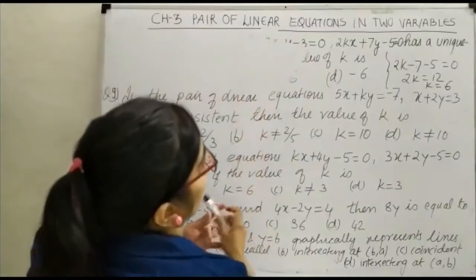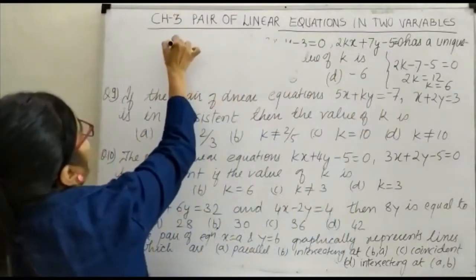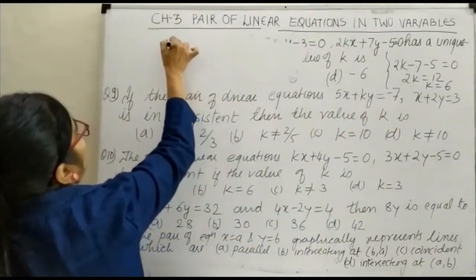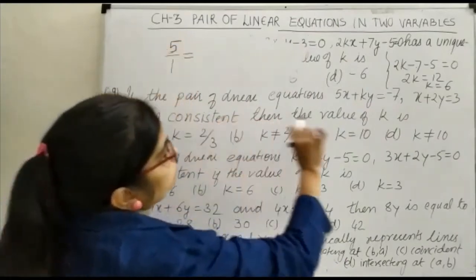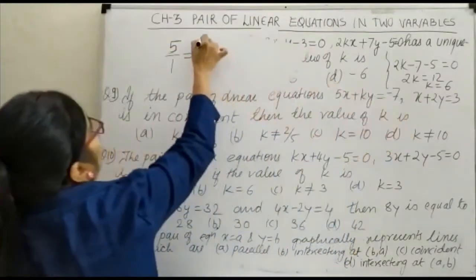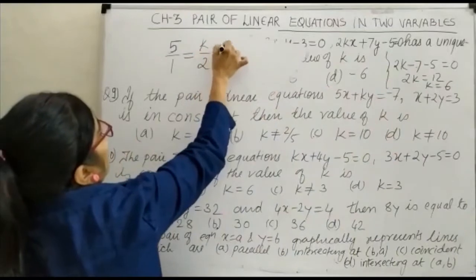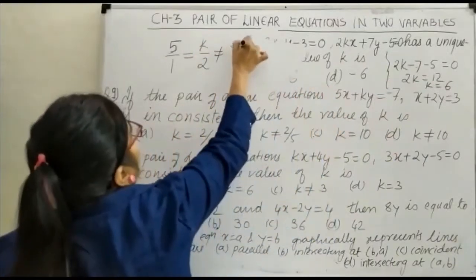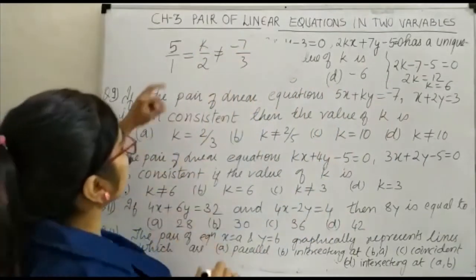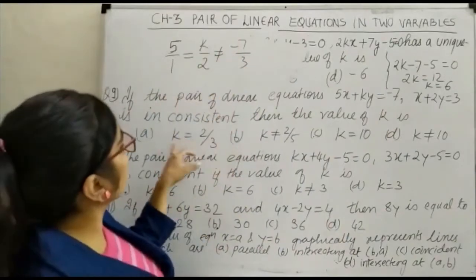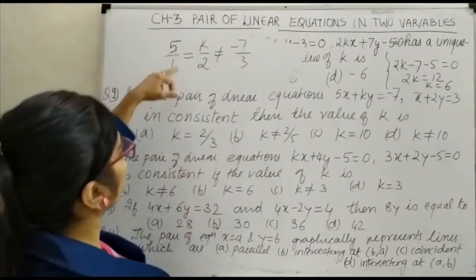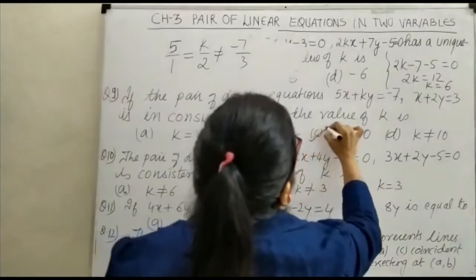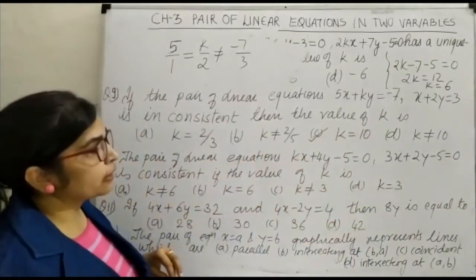So this will be condition 5 upon 1 is equal to k upon 2 is not equal to minus 7 upon 3. आप देख सकते हैं कि नॉट इक्वल टू माइनस 14 अपॉन 3 यहाँ पे नहीं है तो कौन सी वैल्यू हो जाएगी? k इज इक्वल टू 10. सो ऑप्शन सी विल बी द करेक्ट वन.